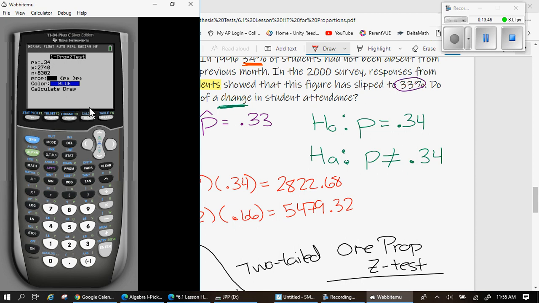You're going to choose your correct alternative. We have a not equals to, so that's good. And then we can calculate. In class, somebody remind me, I'll show you what happens when you draw. And so we get some information. It gives us a z, a p, a p hat, and n. So p hat is our sample proportion, that 33%. P is a probability. This is the answer we're looking for. So 0.055.